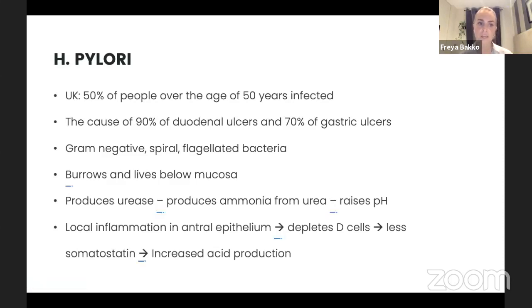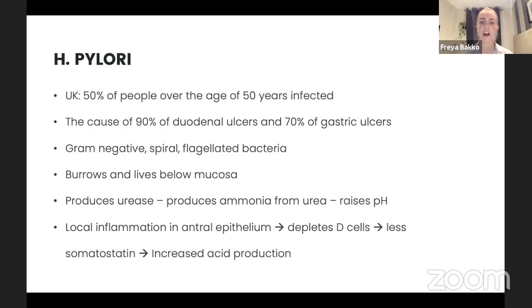So H. pylori is a gram-negative spiral flagellated bacteria that exists in about 50% of people over the age of 50 in the UK, and has a much higher prevalence in developing countries, about 90%. It's usually the cause of duodenal ulcers and about 70% of gastric ulcers. So the flagella on the H. pylori bacteria allows it to burrow into the mucosa of the stomach lining.